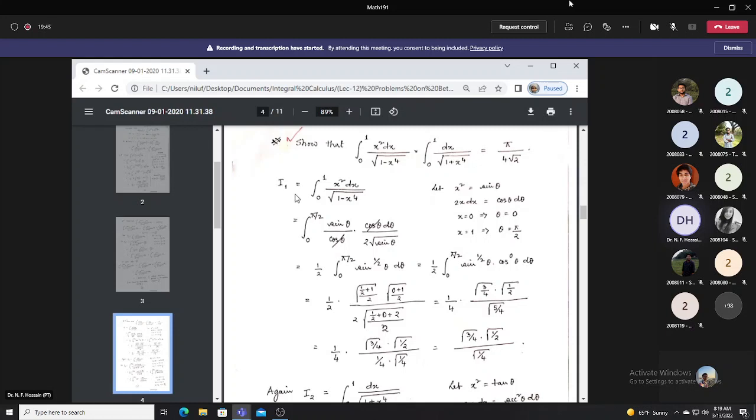We start from I1. So here we take x square equal to sine theta. So 2x dx will be cos theta d theta. Now adjust the limits. When x equals 0, theta should be 0. When x equals 1, theta should be pi by 2. So 0 to pi by 2. And here x square means sine theta, and dx means cos theta d theta divided by 2x, means divided by 2 sine theta.